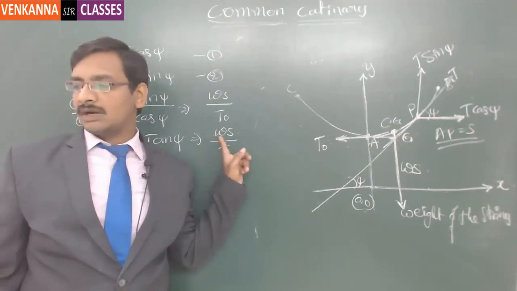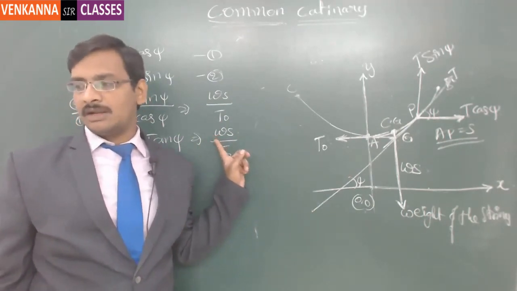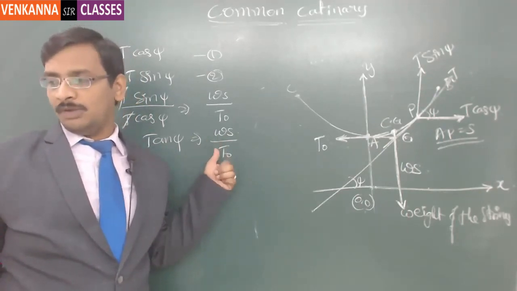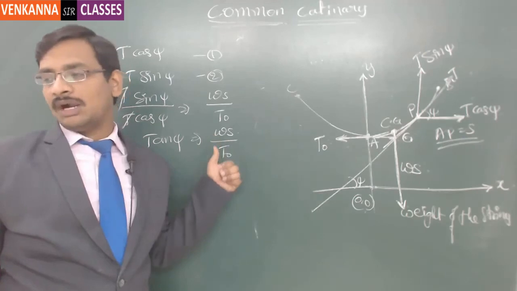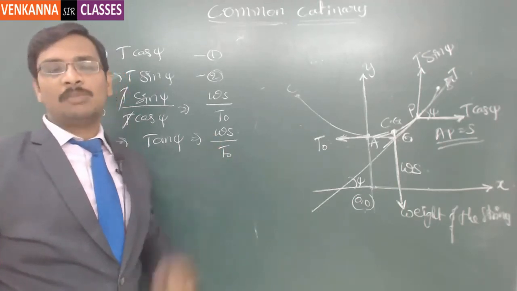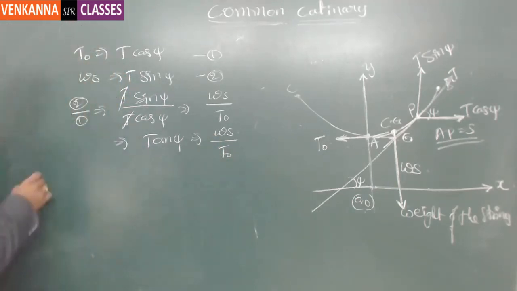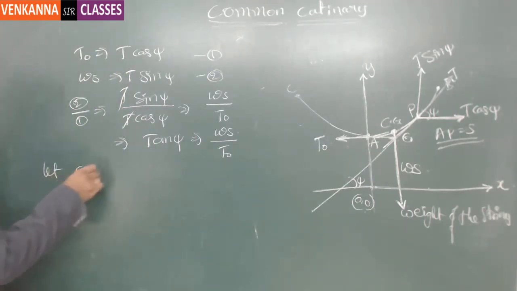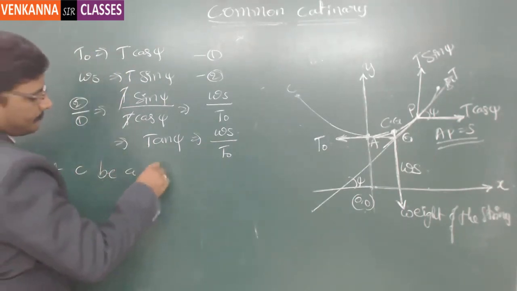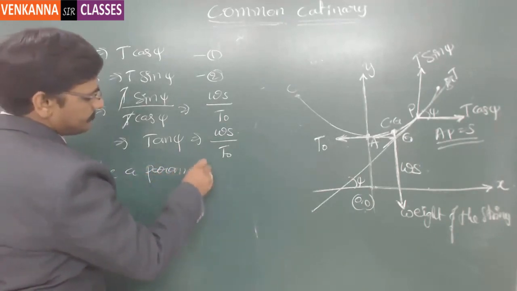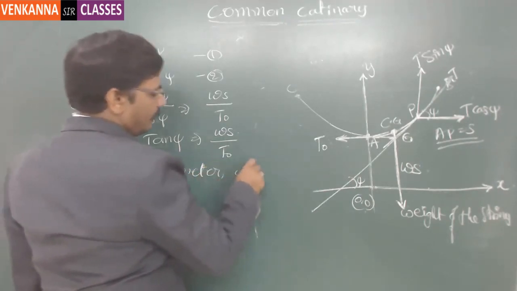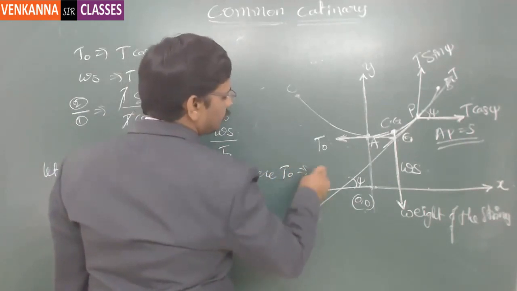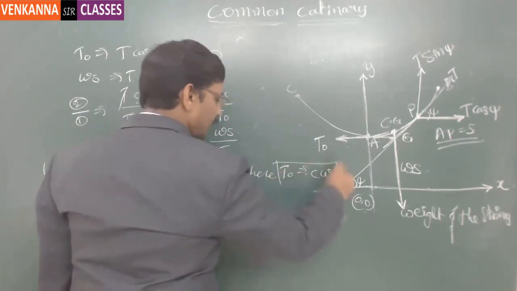Now W is a constant for a uniform catenary. If you are able to express T naught also as a product of W, then it will be easy to understand, or easy to remember the equation. That's why a parameter called C is defined. So let C be a parameter where T naught is equal to C times W. So this is how this parameter was defined.